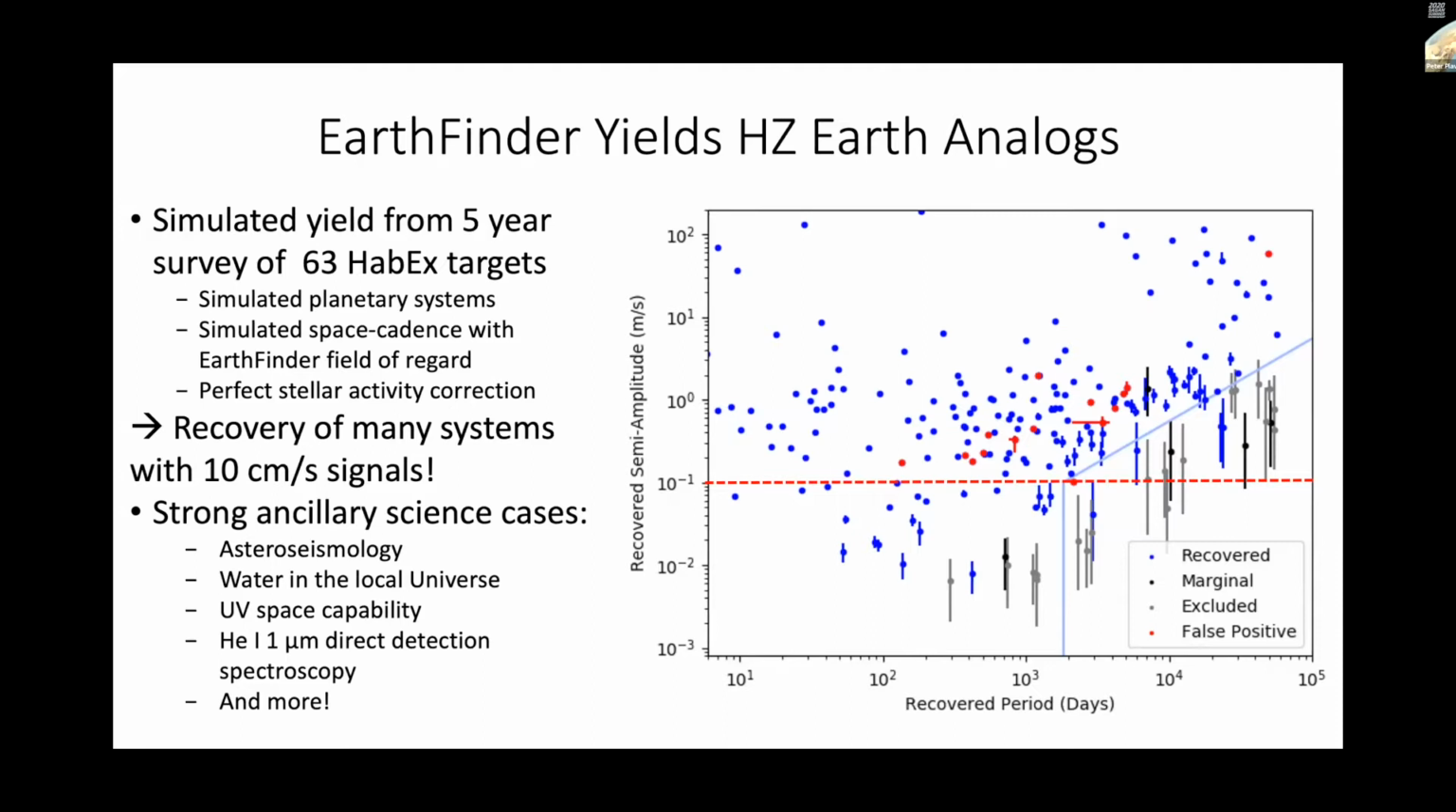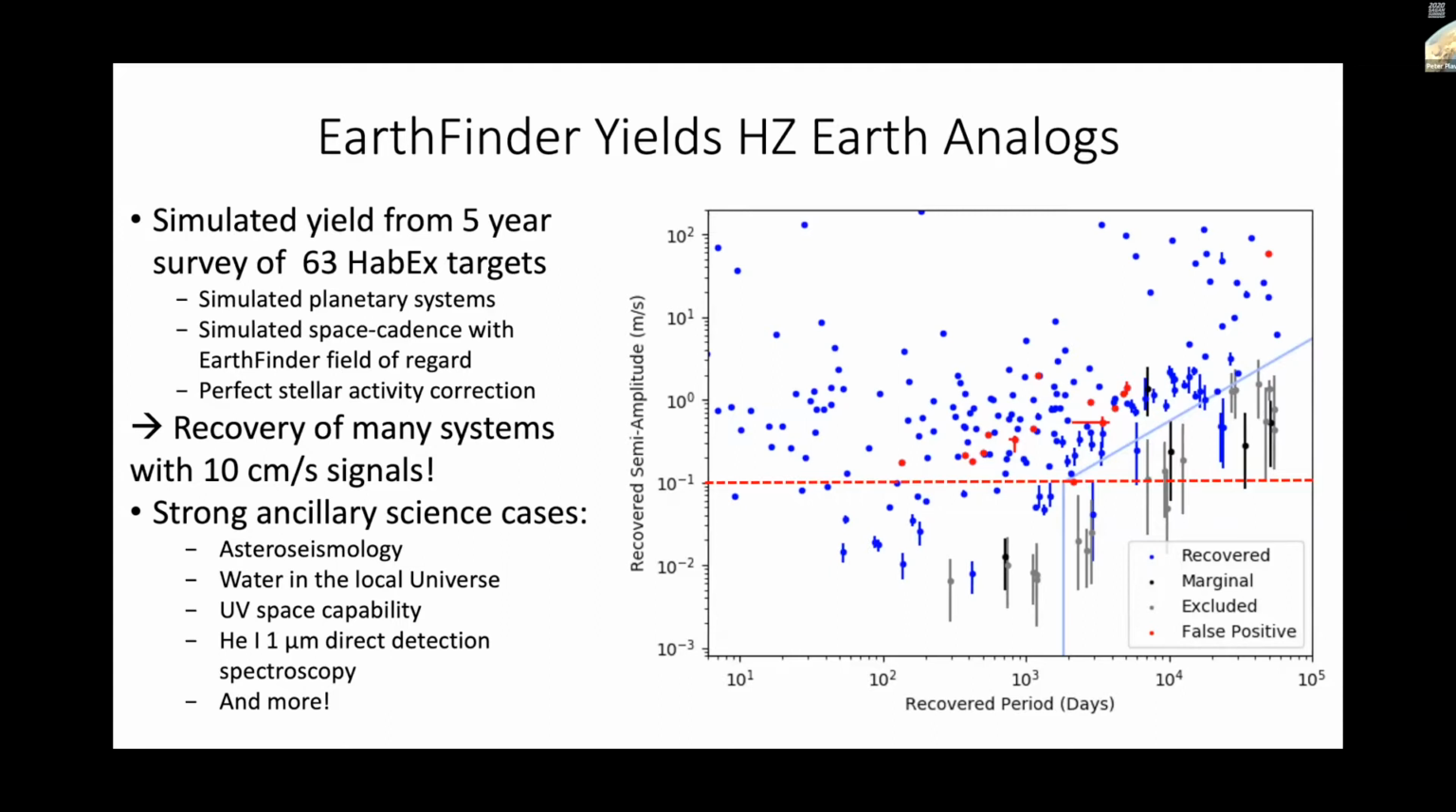We also simulated a relatively realistic survey of a set of 63 HABEX targets and did planet injection of multi-planet systems and recovery tests with radial velocities, and showed that yes, basically this mission could recover Earth analog signals under the assumption of stellar activity mitigation, which of course is a big assumption. But there are a number of key advantages to that.